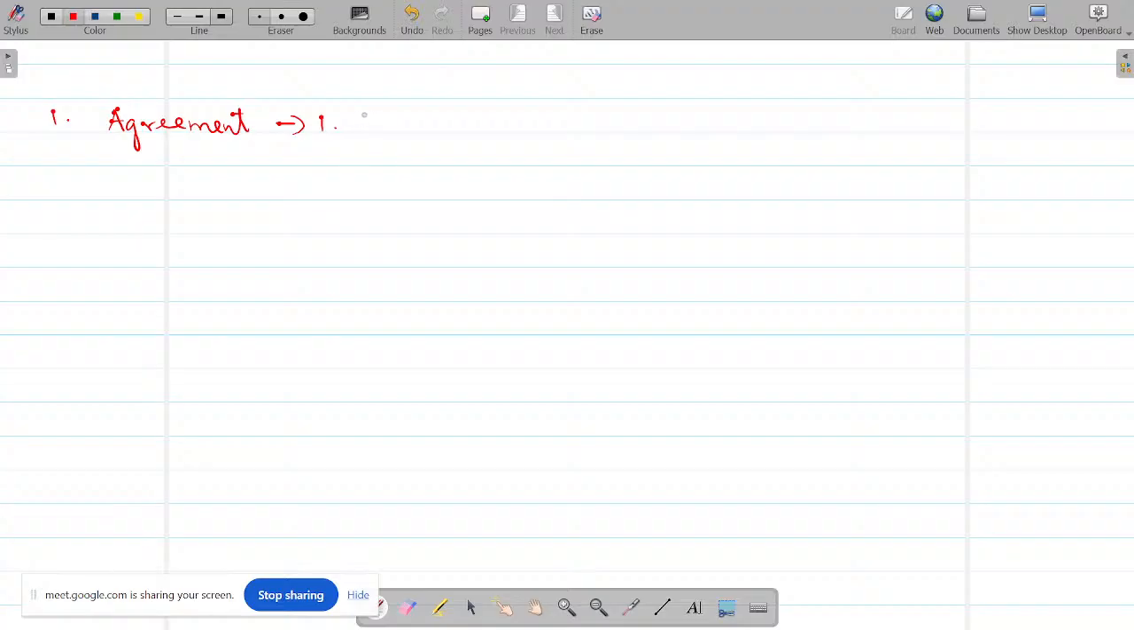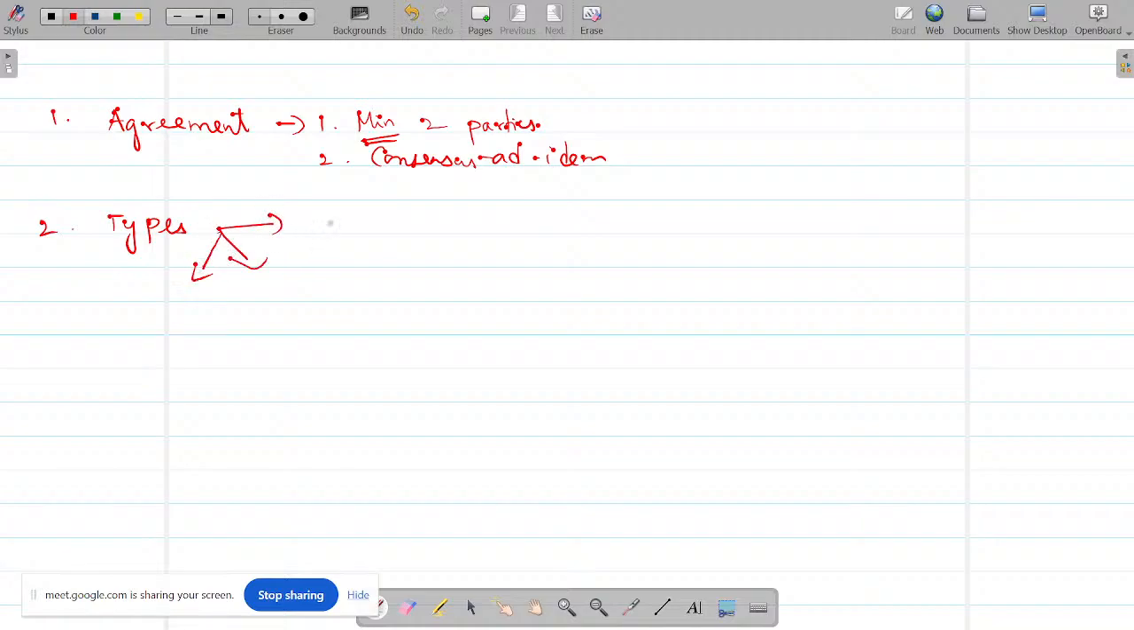There'll be two points. One is that two parties will be involved, a minimum of two parties, which means there can be more than two parties also. And consensus ad idem, which means understanding in the same sense. Then we were discussing the types of agreement. What are the three types here? Social agreement, void, and legal.